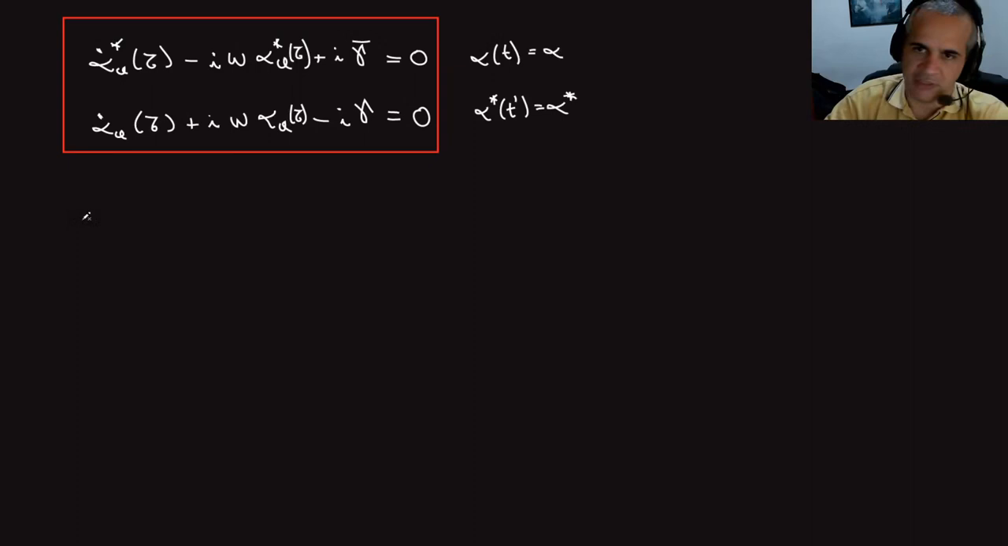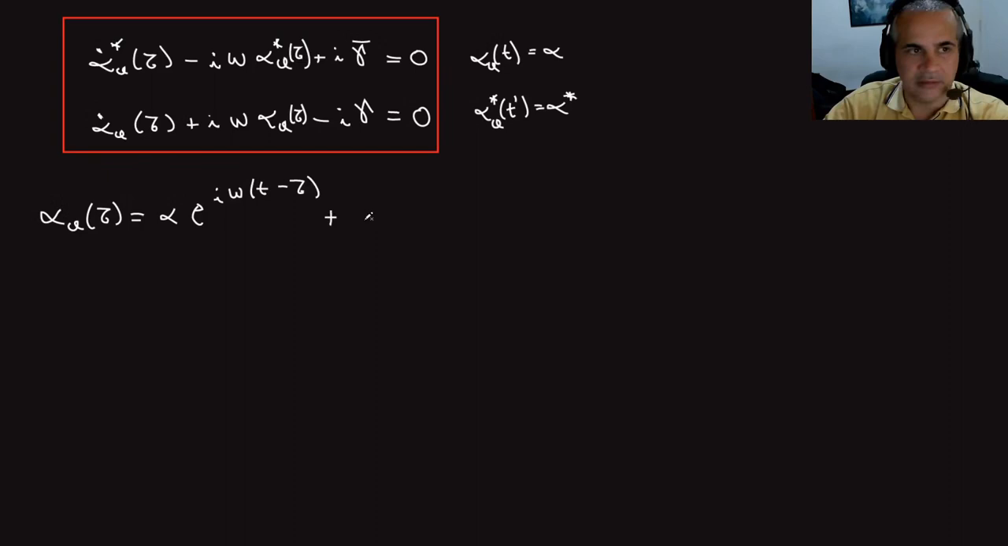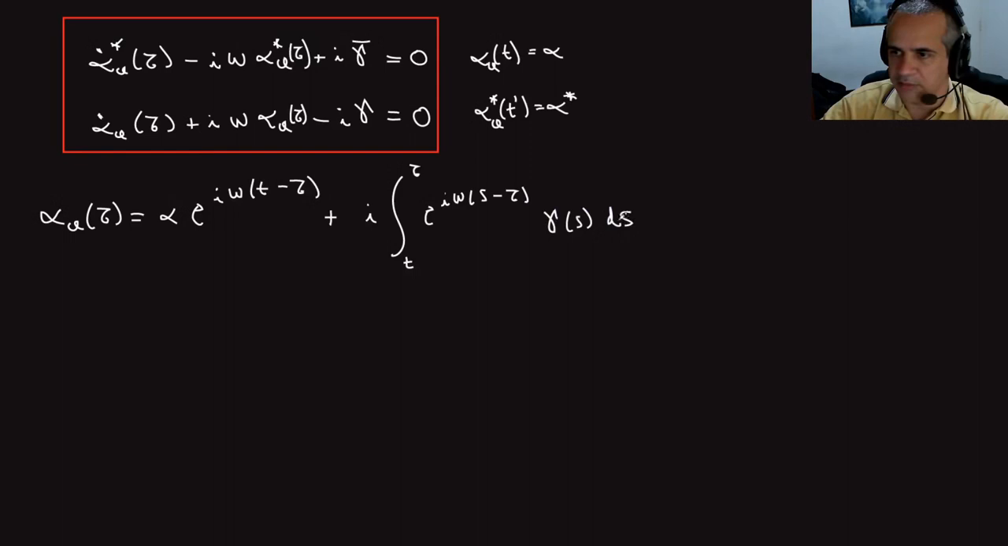So the solution to these equations, I will just write the solution. You can check by plugging the solution back in here and seeing that it solves the equations. It is the following. So alpha classical of tau is equal to alpha, the constant, right? Actually, these conditions are for the classical one. Exponential of i omega (t minus tau) plus i integral from t to tau of the exponential i omega (s minus tau) gamma of s ds. S here is just the integration variable, but it has dimensions of time, right?